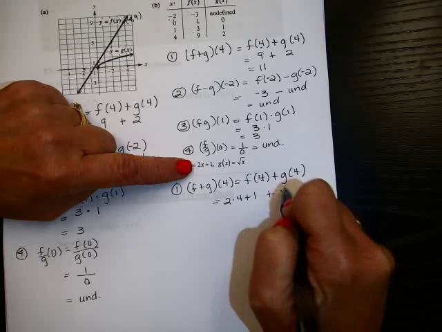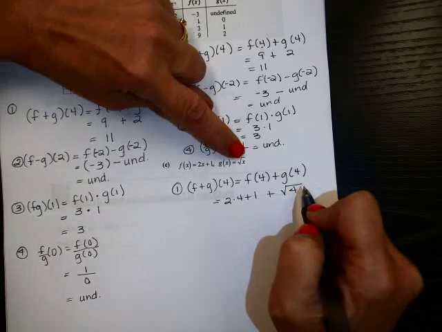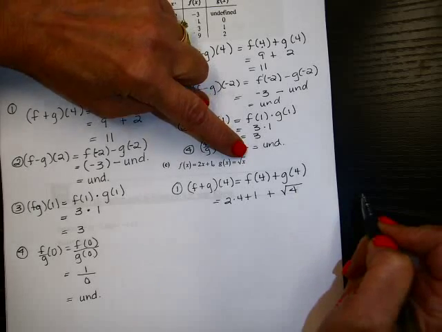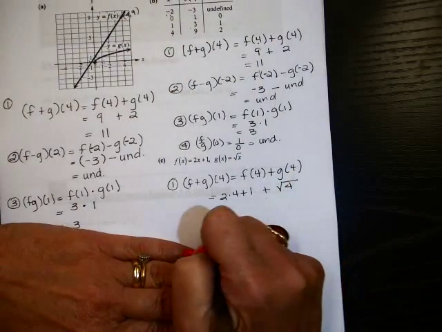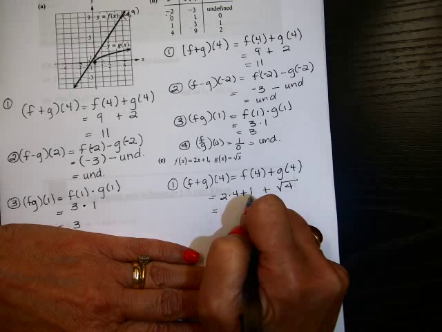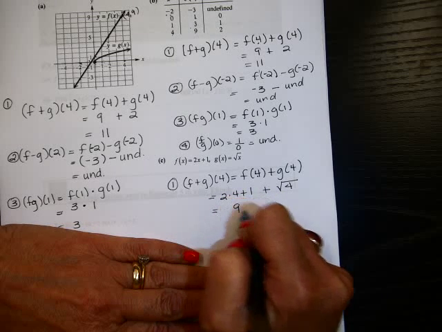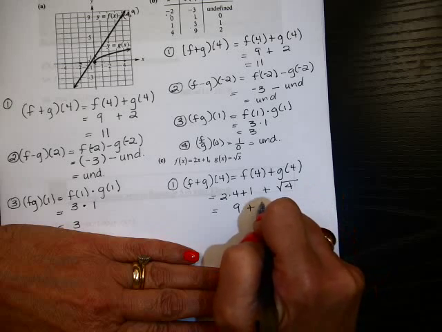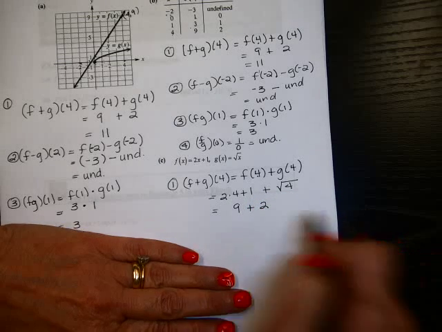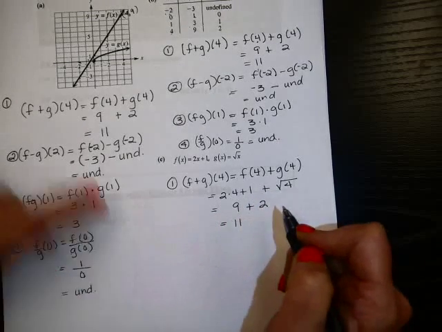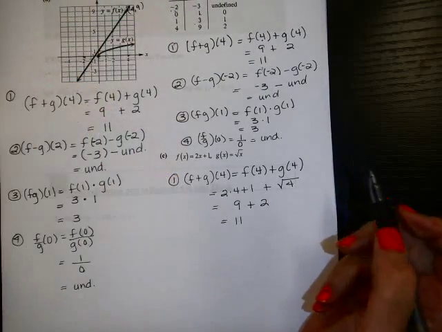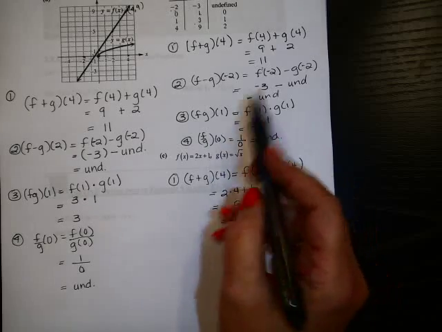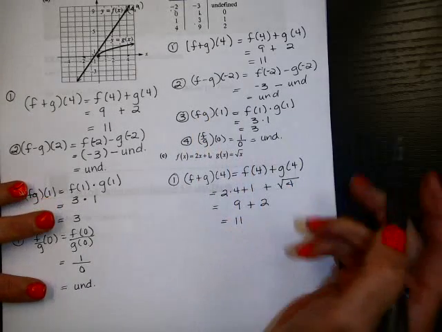G of 4 would be the square root when we substitute it in. Okay, so that gives me 2 times 4 is 8, plus 1 is 9, plus the square root of 4 is 2. There's your 11. Number 1, number 1, number 1. So all three of these things reflect the same graph.